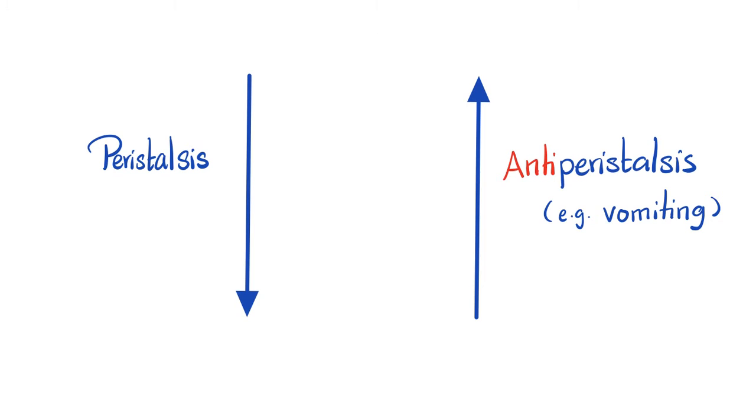What is peristalsis? Peristalsis is the peristaltic movement. We push the food from point A to point B. In which direction? Oral to anal, cranial to caudal, proximal to distal, from gum towards the bum. Conversely, anti-peristalsis is moving in the opposite direction.